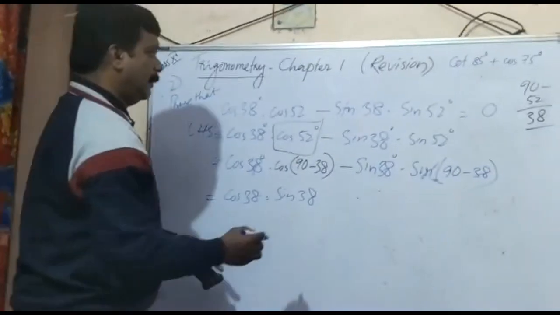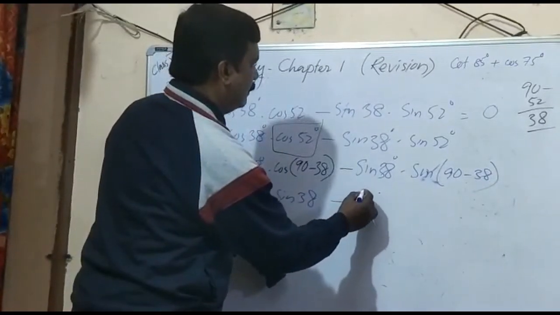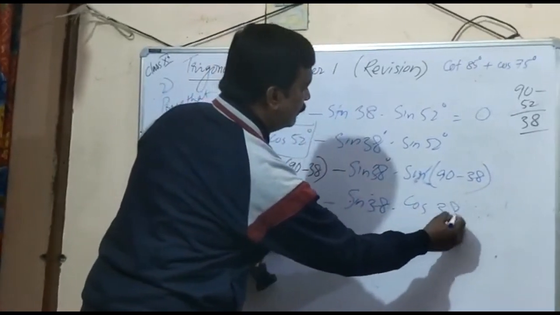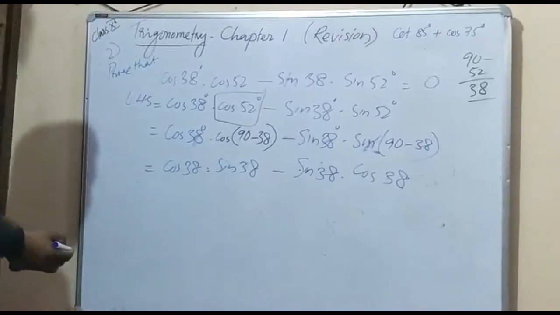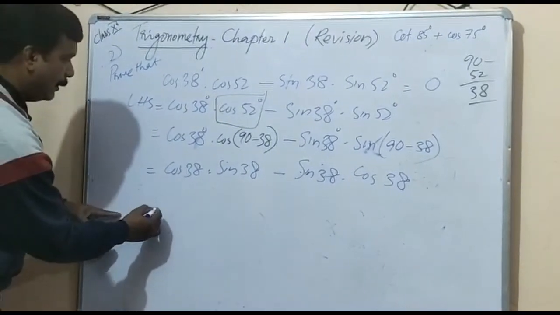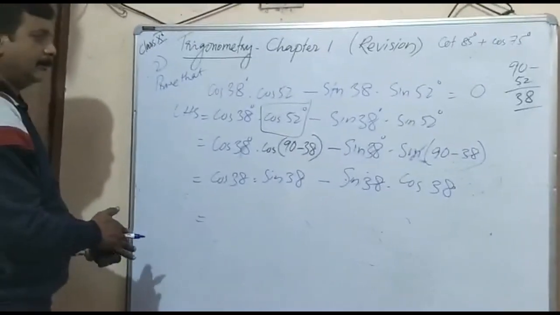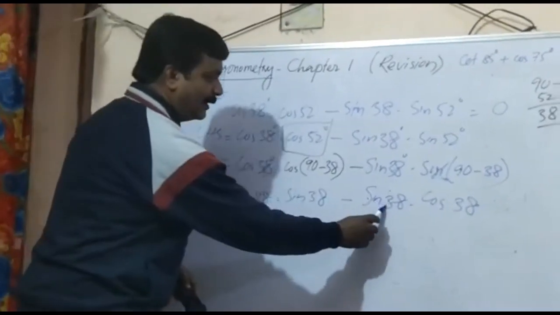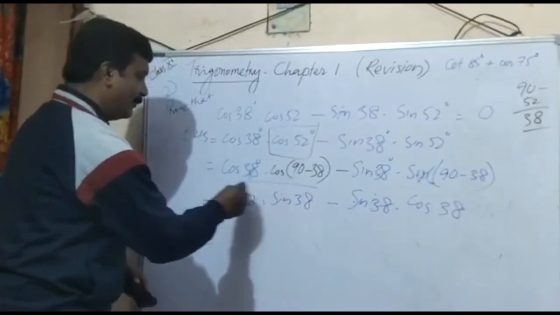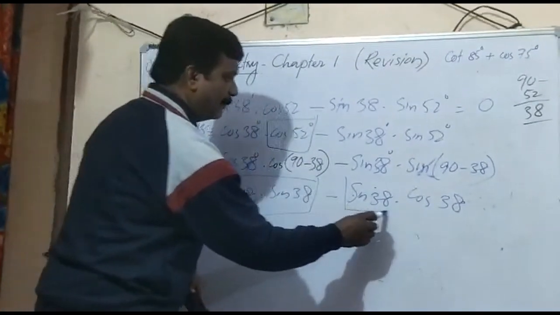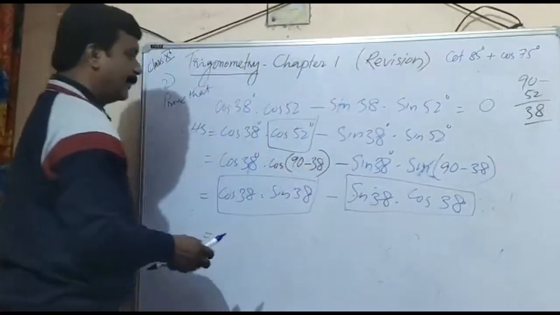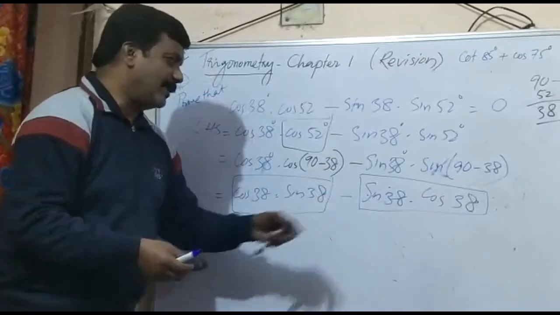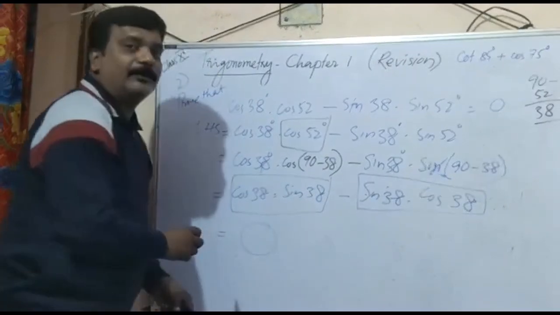So we get cos 38 into sine 38, minus sine 38 into cos 38. Now look here: sine 38 cos 38 and sine 38 cos 38, these two things are the same. If you subtract, definitely the answer should be 0.